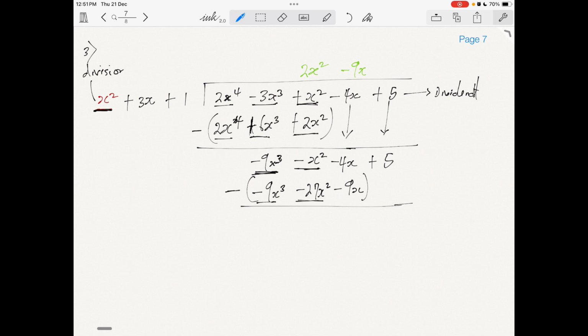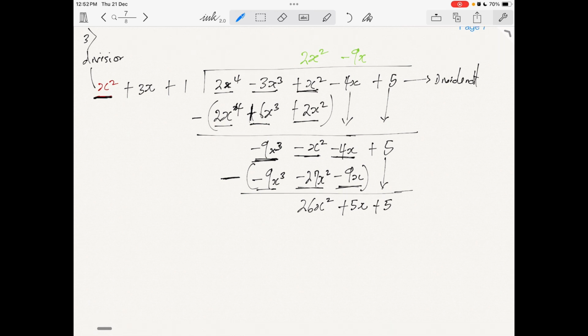Then minus x squared minus minus 27x squared. So that's minus x squared plus 27x squared, because minus times minus will give us plus. So that will give me 26x squared. Then minus 4x minus 9x, so that's minus 4 plus 9, and that'll give me plus 5x. So I can still bring this one further downwards, and then we repeat the same process again.